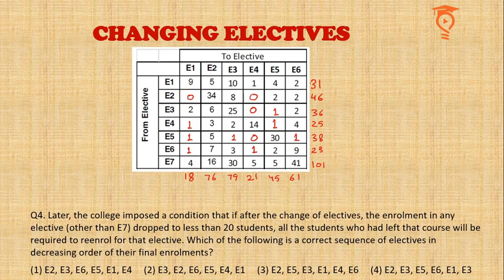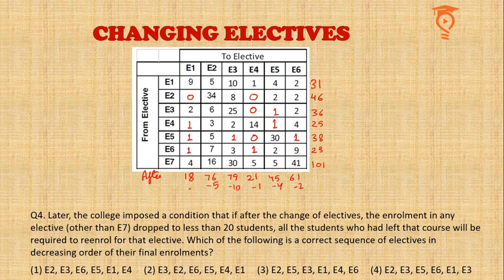Anyway, moving on to the fourth and the last question. Okay, so it says that college imposed this condition that after the change, if any elective is having less than 20 students, then everybody who left that elective has to rejoin. Okay, so there is only one such elective, even that after it became 18. So everybody who escaped from E1 has to join back. So these 5 have to revert, these 10 who went to E3, this 1 who went to E4, these 4 who went to E5, and these 2 who went to E6. So the final number, this would be like 22 has been added.